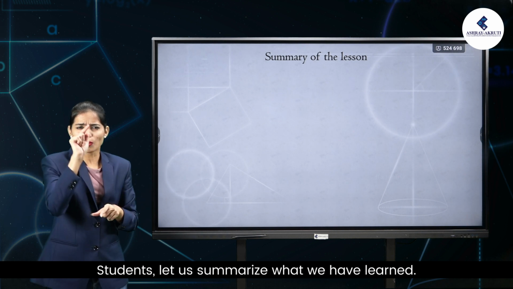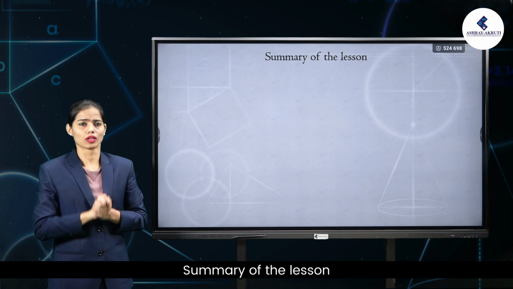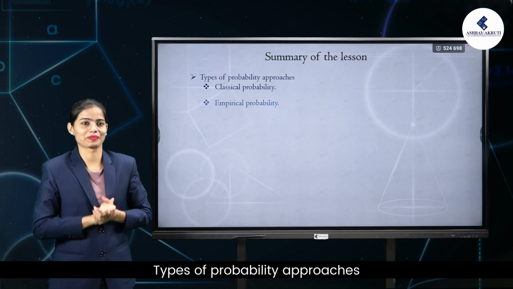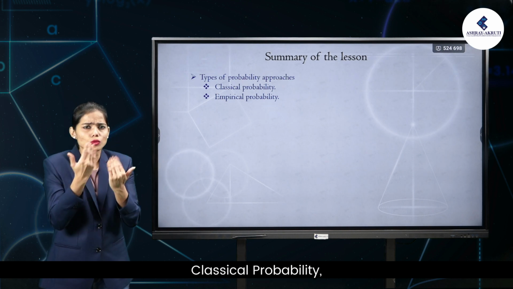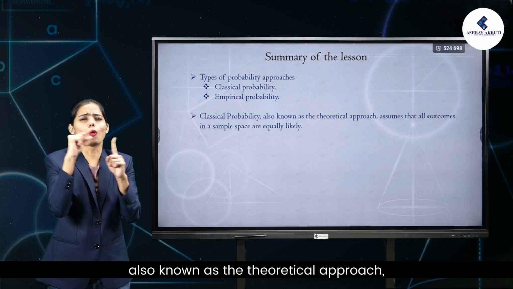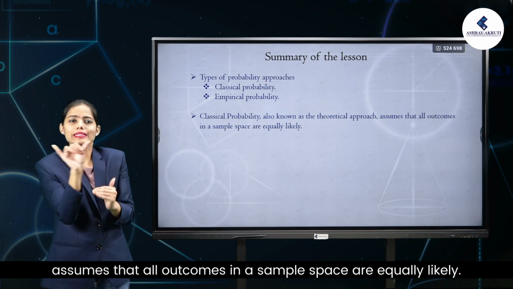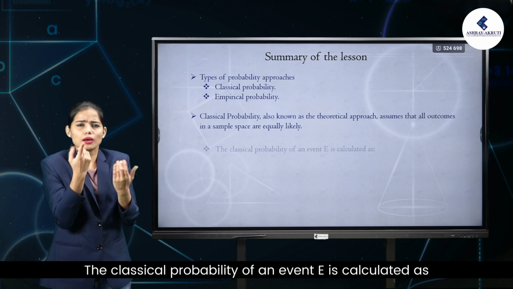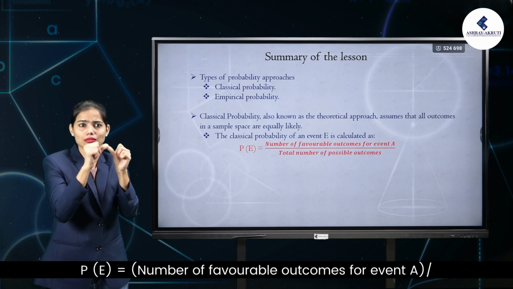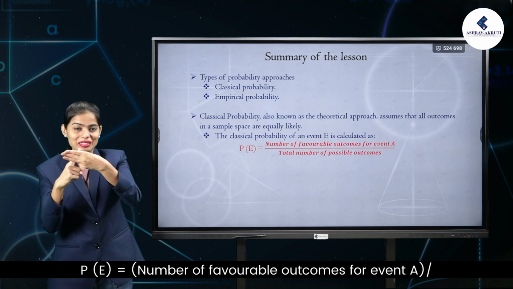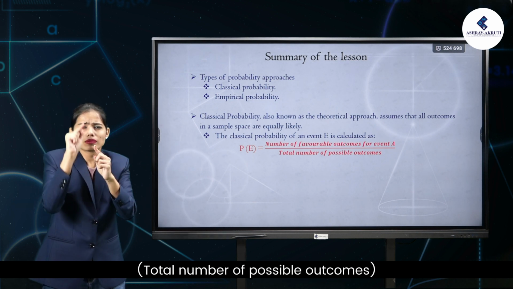Students, let us summarize what we have learned. Summary of the lesson. Types of probability approaches: classical probability and empirical probability. Classical probability, also known as the theoretical approach, assumes that all outcomes in a sample space are equally likely. The classical probability of an event E is calculated as P(E) = number of favorable outcomes for event E by total number of possible outcomes.